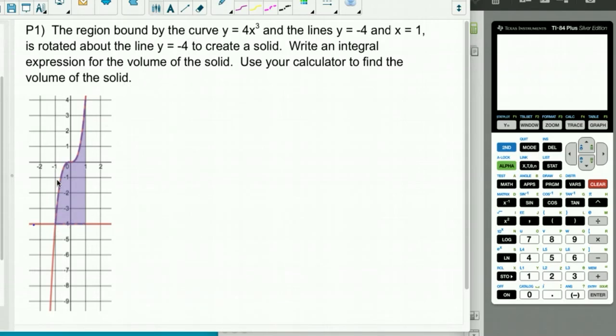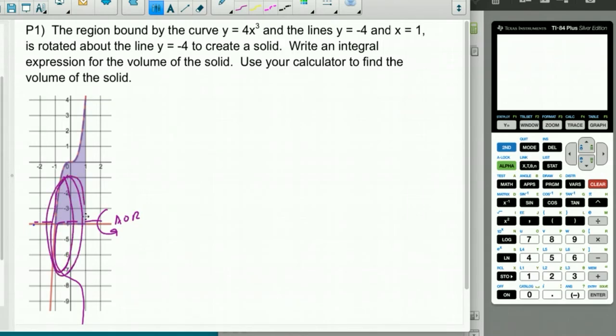So we have the curve y equals 4x cubed, the line y equals -4 and the line x equals 1. This particular region is rotated about the line y equals -4. So that's our axis of rotation, to create a solid. I know we shouldn't let me draw anything, but it's going to look kind of like this, right? So if we rotate a disk around, it's going this way.